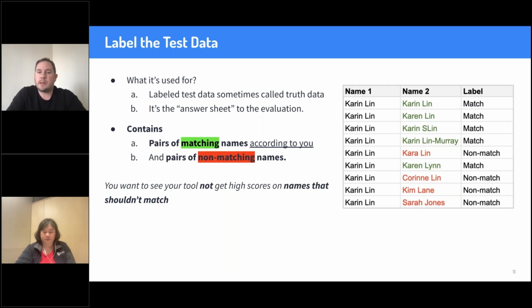In this table, there's an example about halfway down, Karen Lynn and Carolyn. And a human would evaluate this as likely a non-match. You need to consider these non-matches to make sure your matching tool isn't generating high scores against names that shouldn't be a match. So you have to include these.